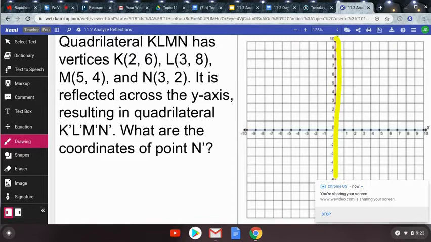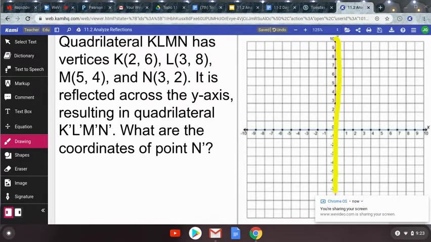So I'm going to highlight that y-axis so there's no mistaking which line I'm going over. If you don't have a highlighter, you could just use your pencil and make the y-axis shaded just a bit so it stands out.